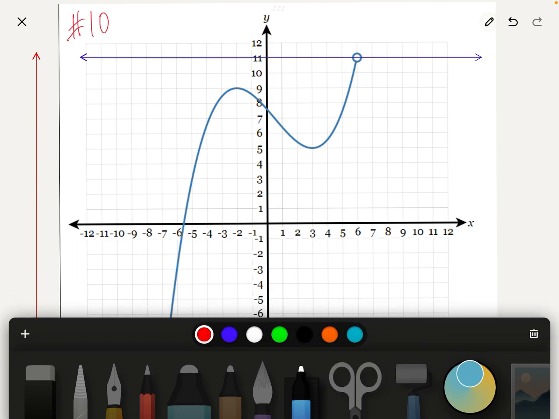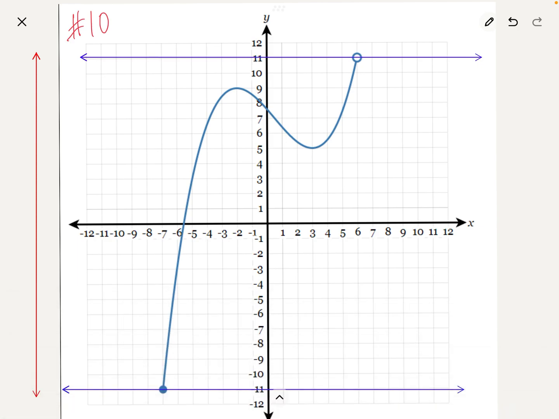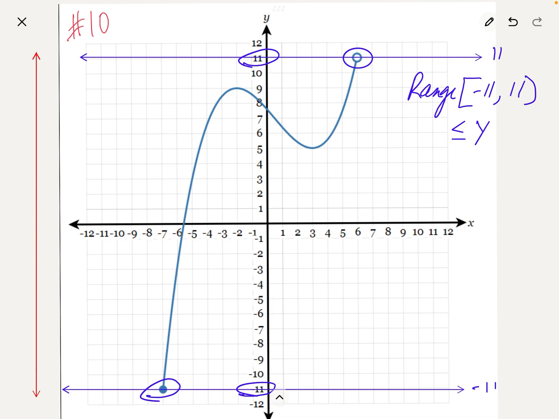So the minimum is going to be -11. The maximum is going to be 11. So if I'm writing the interval notation, I would go from -11 to 11. Because there's a closed circle there, I'm going to use a bracket. Because there's an open circle here, I'm going to use a parenthesis on the 11. If I were writing this in inequality notation, I would say y has to be greater than or equal to -11, but less than 11. That would be how you would write it.